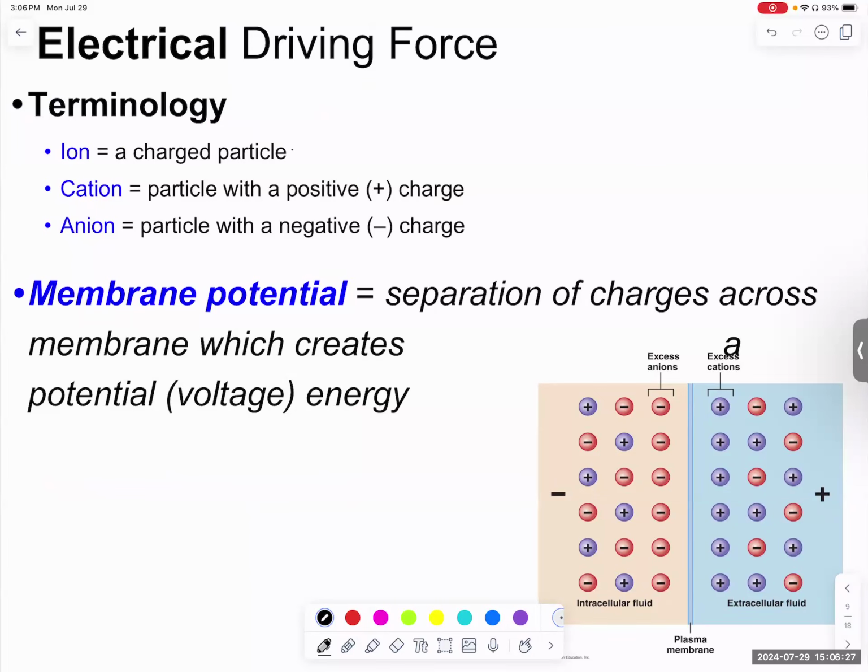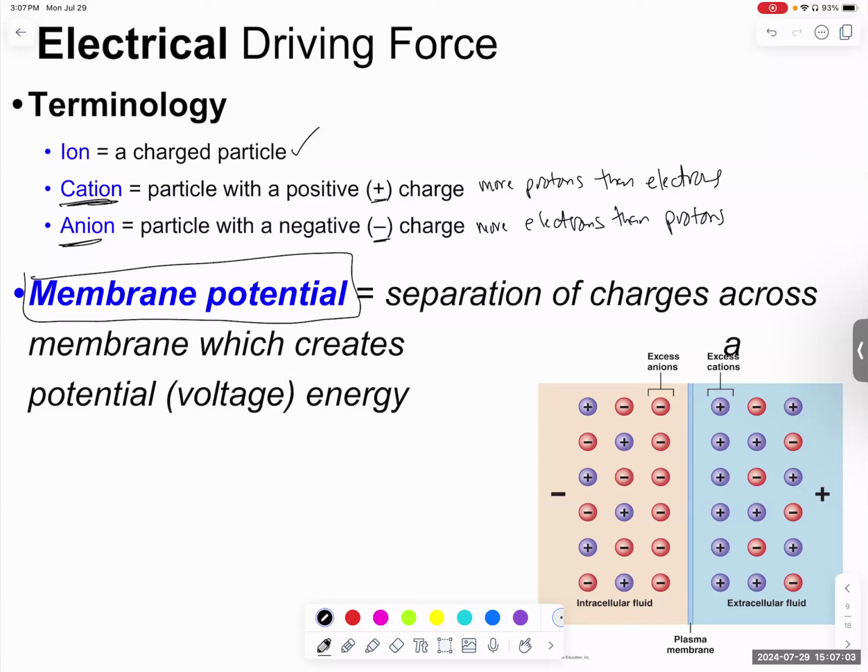Electrical driving forces depend on, and this is for ions, and it depends on the particle charge. So cations take on a positive charge, anions a negative. Why? Because more electrons than protons, and this has more protons than electrons. And so if a membrane separates cations and anions across the cell membrane, it's called a membrane potential. It's potential energy.